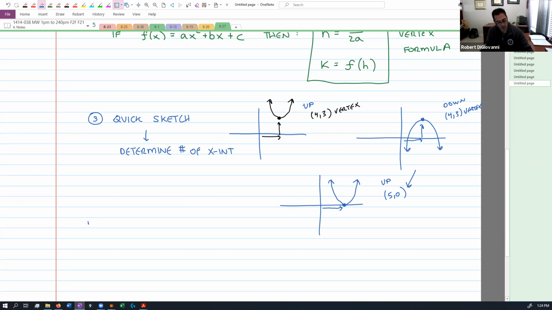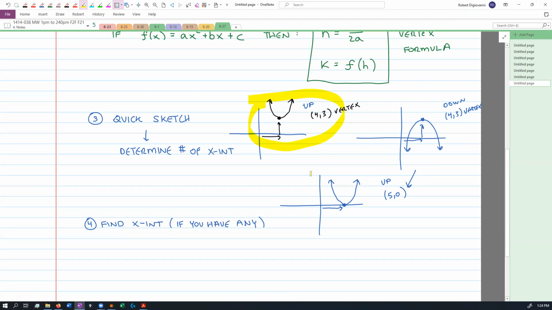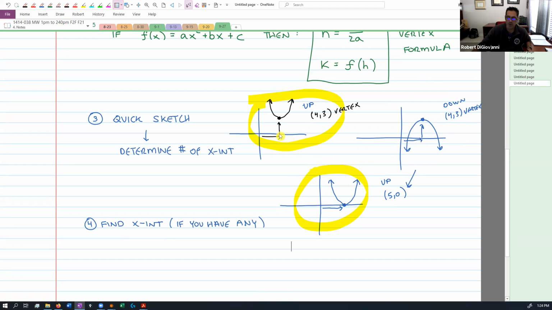Now, step 4 is to find the X-intercepts, if you have them. Right? We will skip step 4 in both of these cases. In this case here, or in this case, I would not do step 4, right? I would not do step 4 because it's a waste of my time.